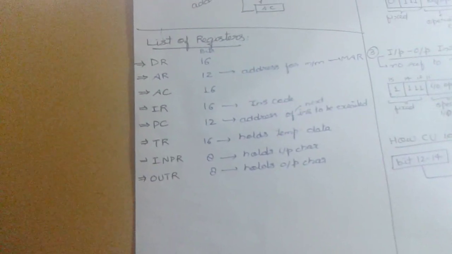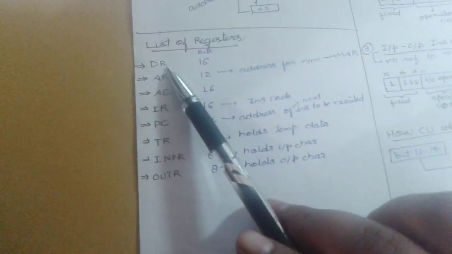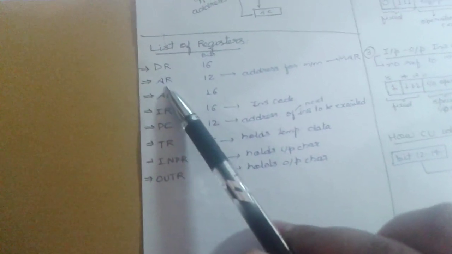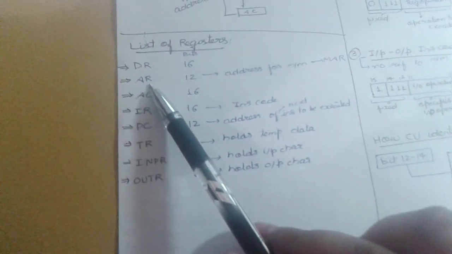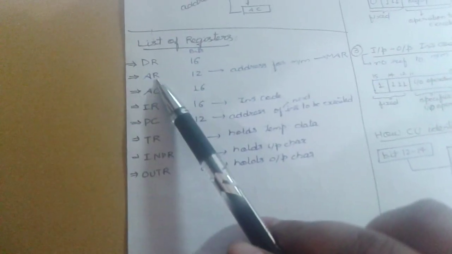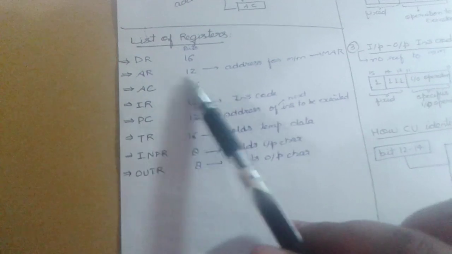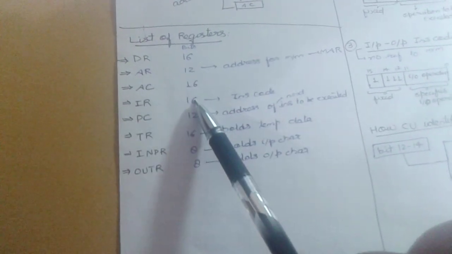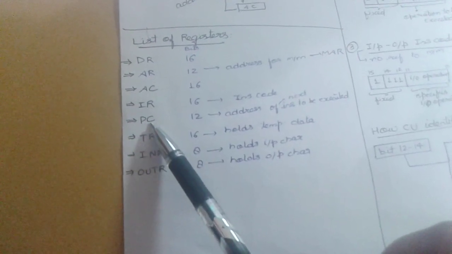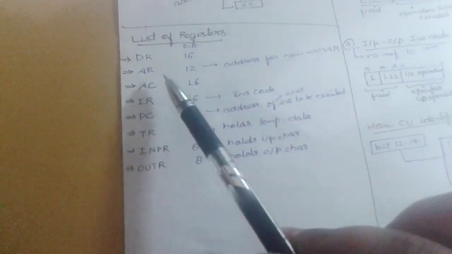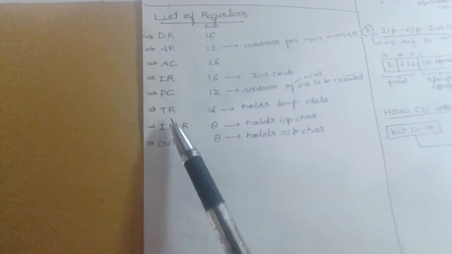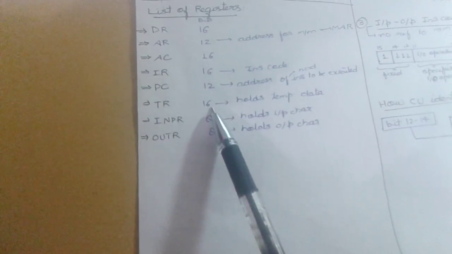For the configuration that we took, 4096 into 16, there will be a data register, DR, which will be of 16 bits. There will be an address register. As we saw, 12 address lines are required for addressing all memory locations, so it will be of 12-bit size. There will be an accumulator of 16 bits, an instruction register of 16 bits, and a program counter. The program counter contains the address of the next instruction, and the address is of 12 bits only, so it will be 12-bit. There will be TR, the temporary register, which will be of 16 bits.